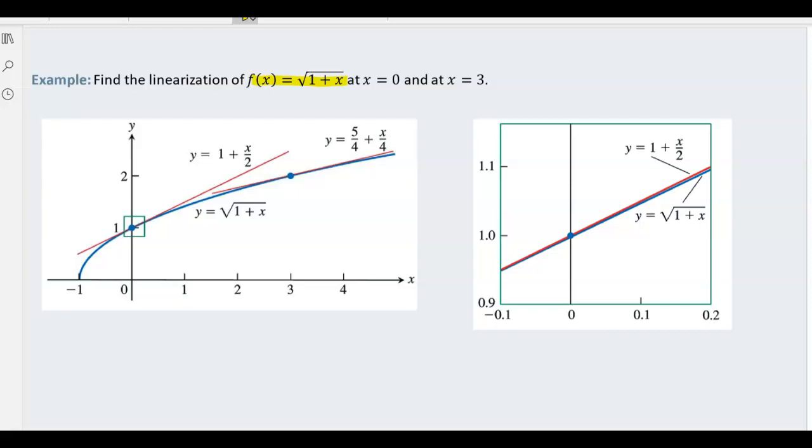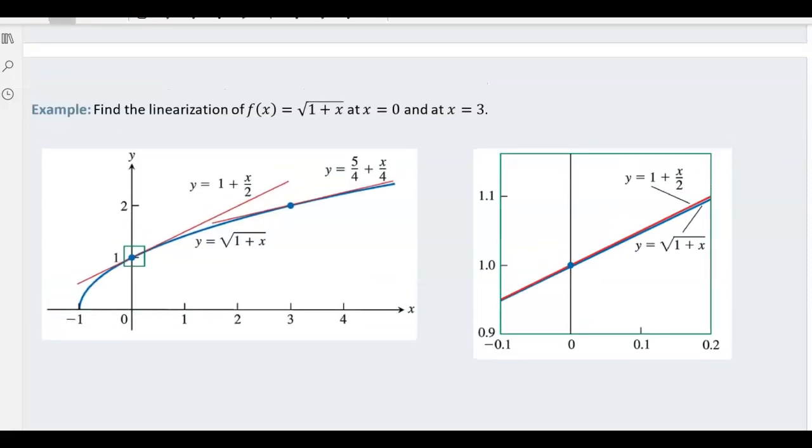And so this is what the application would be: we want to know what's happening at x equals 0 and x equals 3 for some complex function. We're pretending that that complex function is the square root of 1 plus x. So I'm going to use that equation that we just had above. We're going to use this idea that the linearization of x is going to be f of a plus f prime of a times x minus a. This is just a modified version of the tangent line.